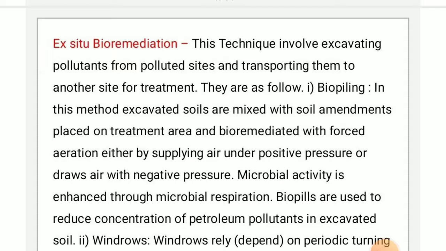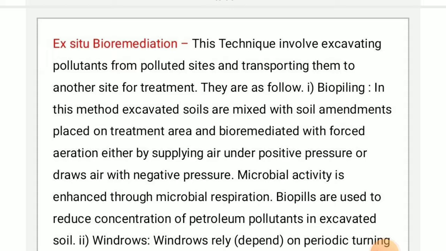It means that the excavated site where the material is taken, it is transported to another area where the treatment is given, and in this treatment the air is supplied to that excavated material that has been taken out from that polluted zone, which has a large number of pollutants. That material is then supplied under the positive pressure of air or negative pressure of air. It means that air is passed forcefully, or air is taken out by negative pressure.